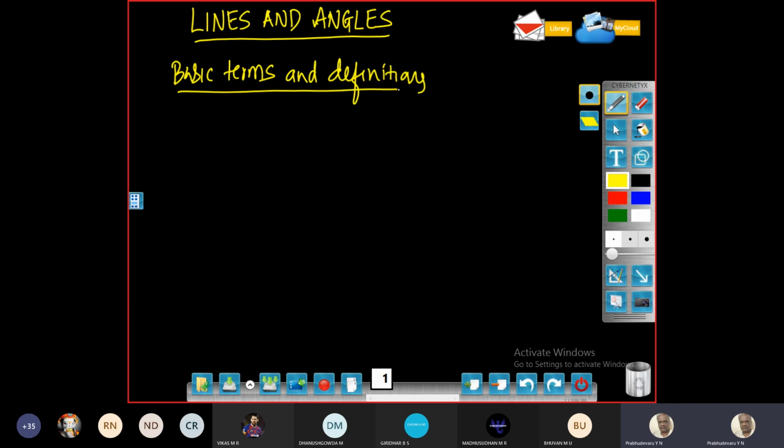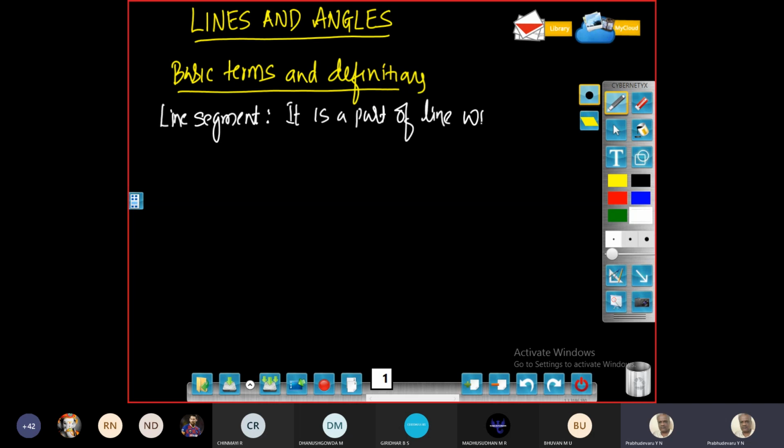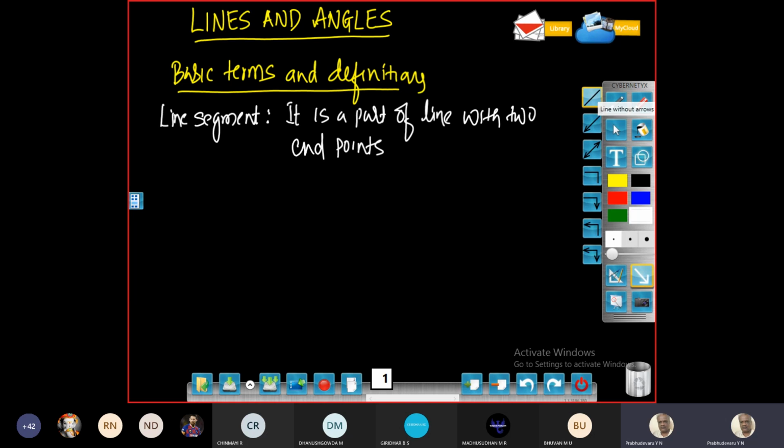So let us see one by one some of the basic terms that you have learned in the lower classes. As you know, what is a line segment? If I ask what is a line segment, it's a basic term. Can you tell me what is a line segment? Sir, a part of a line which has two endpoints. It is a part of the line with the two endpoints. So you can draw a diagram of a line like this.